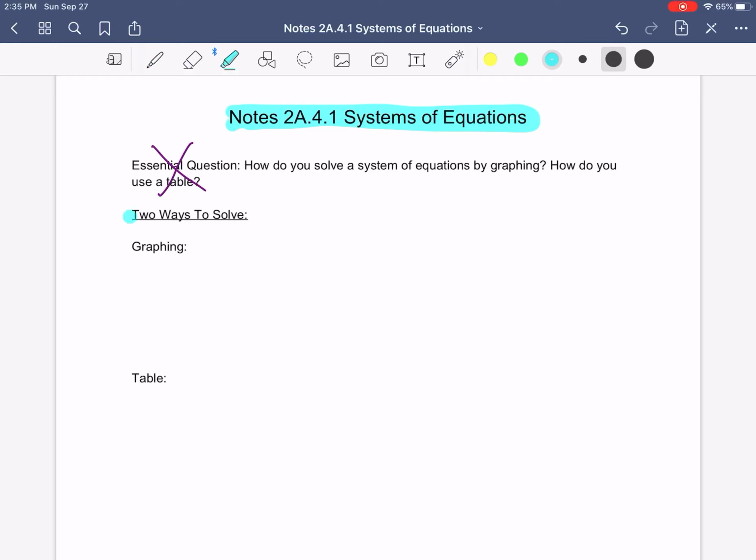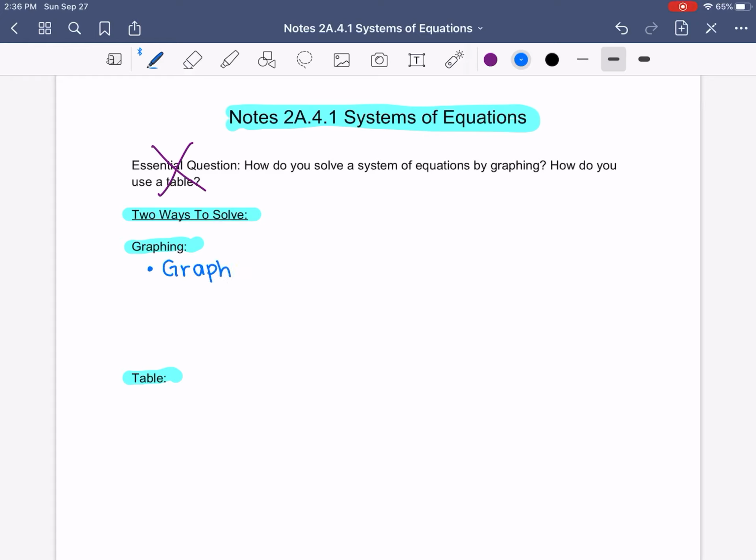Okay, so there's two ways we're going to look at to solve. The first one is graphing, and the second one is a table. So under graphing, if you're graphing just lines, it's pretty easy. We practiced that with our warm-up. But if you're using higher level polynomials, you're going to want to use Desmos or something that makes it pretty easy. All you have to do is graph both functions on the same plane and see where they intersect.